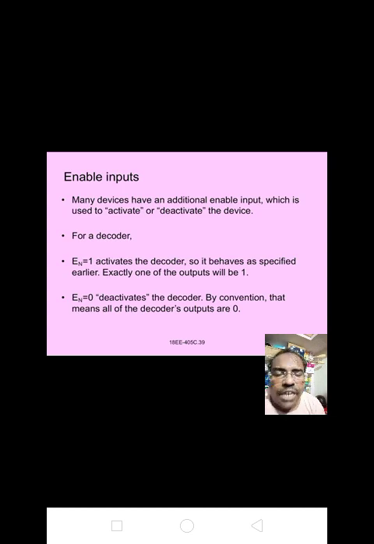Here, for enable inputs, many devices have an additional enable input which is used to activate or deactivate the device. For a decoder, enable equal to 1 activates the decoder, so it behaves as specified earlier. Exactly one of the outputs will be 1. Enable equal to 0 deactivates the decoder by convention, that means all the decoder outputs are equal to 0.